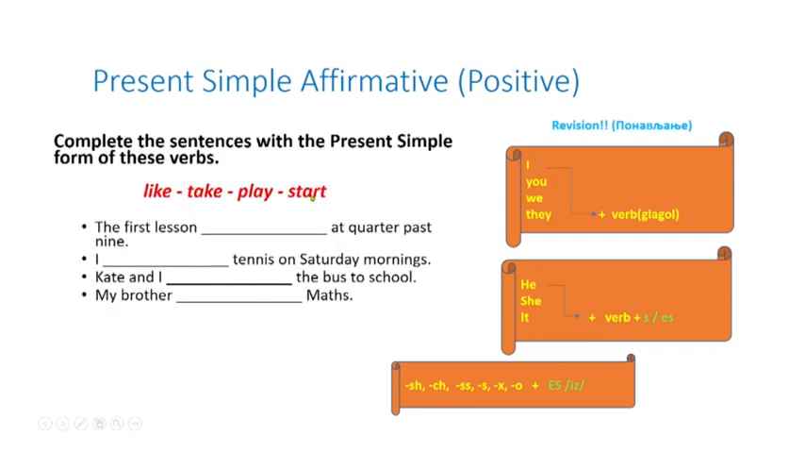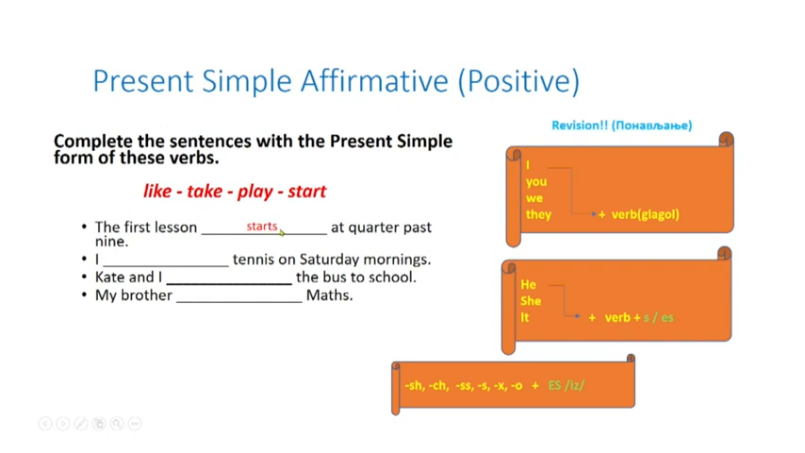So let's see one exercise. Complete the sentences with the present simple form of these verbs. Hajde da u rečenicama koje su ovde upotrebimo glagole like, take, play, and start u present simple tense. The first lesson at 9:15. 9:15 or 9:15, znači prvi čas, what? Starts at 9:15. Prvi čas počinje u 9:15.